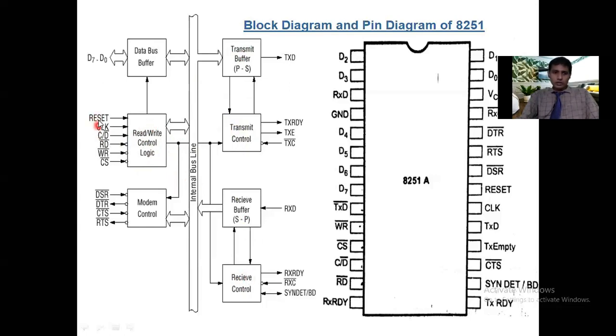Here we have a set of control lines: reset, clock, C by D bar, read bar, write bar, and CS bar. So in the pin diagram, we'll see each function in detail.